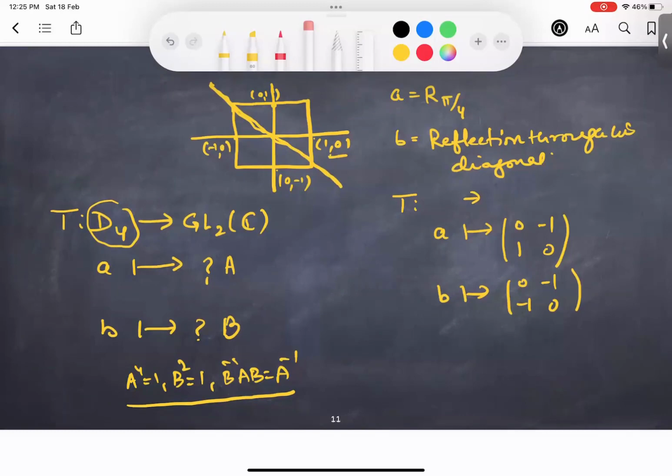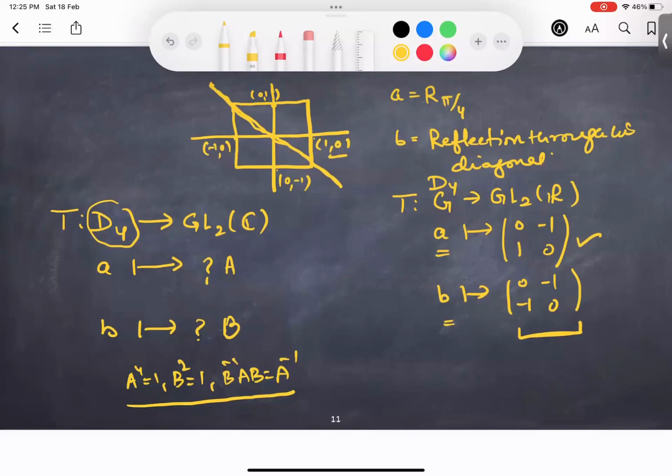I have to take from G to GL2(R). I'm getting matrices over reals. So this is a representation. This is a homomorphism from the dihedral group of order 4 to GL2(R), given by A going to this matrix, B going to this matrix. So you are representing the elements of the dihedral group by matrices. And what you get is a representation.